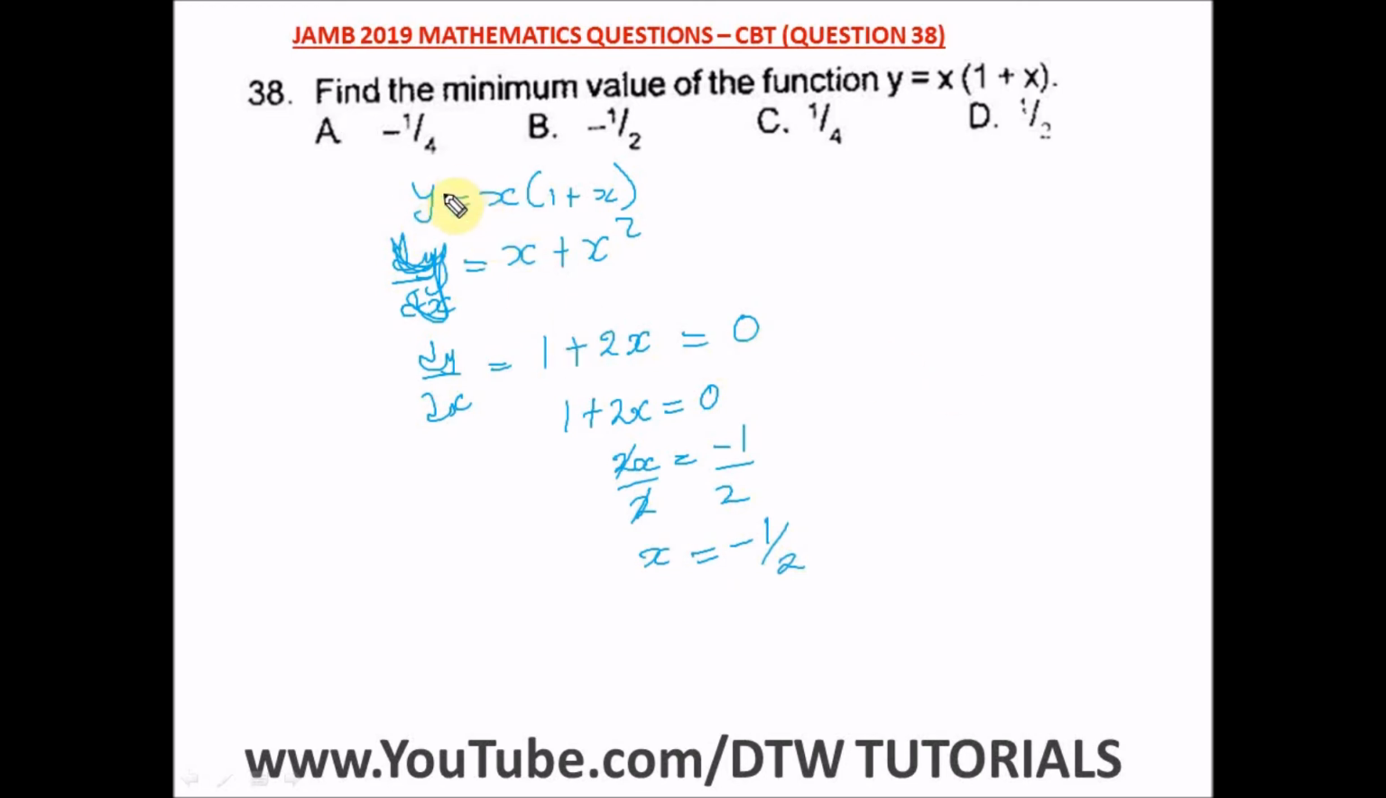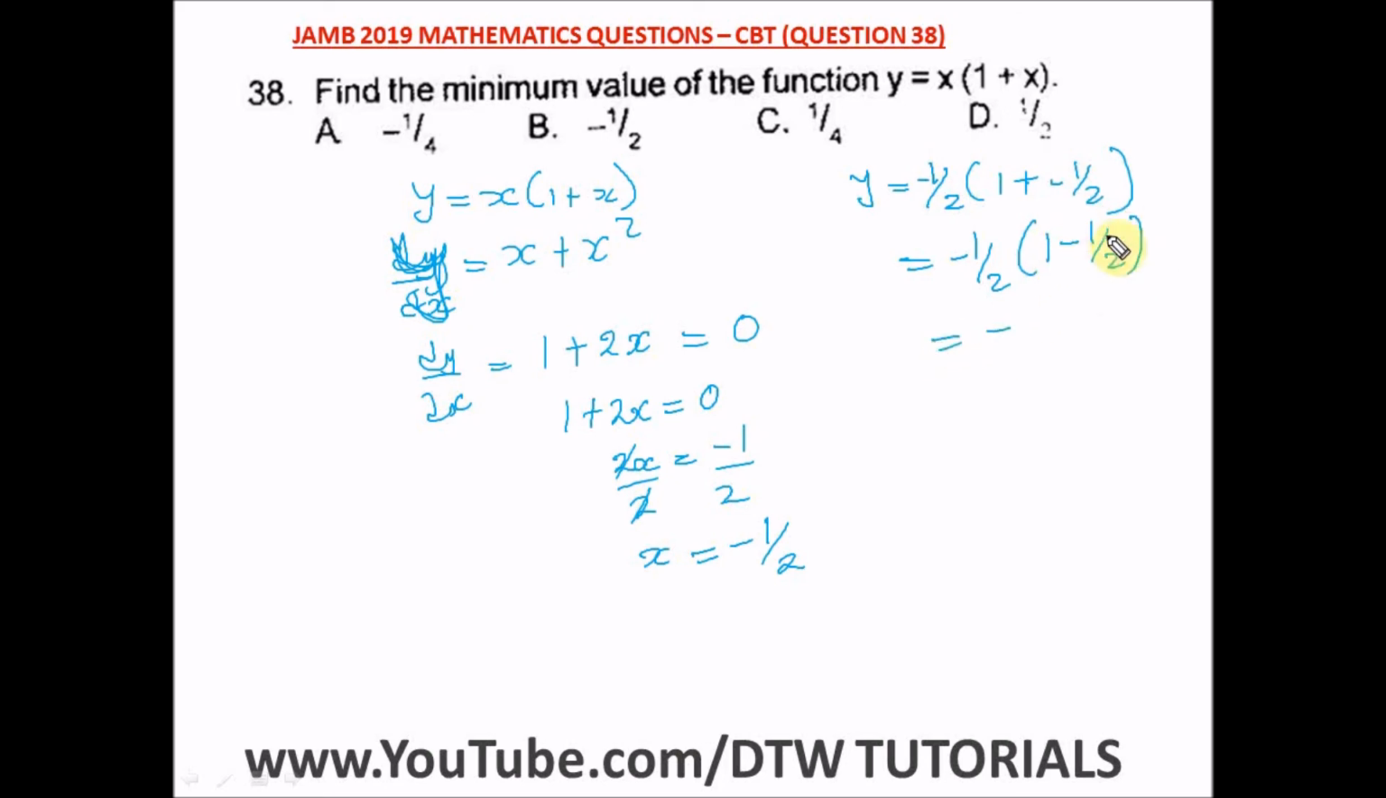let's find the minimum value of y. Okay, so from here we just put in the value of x, which is minus 1 over 2, into this equation. So what do we have here? Let's put it here. So we have y is equal to minus 1 over 2 bracket 1 plus minus 1 over 2. So we have minus 1 over 2 bracket, this will be a 1 minus, this plus times minus will give us a negative, so we have a 1 minus 1 over 2.